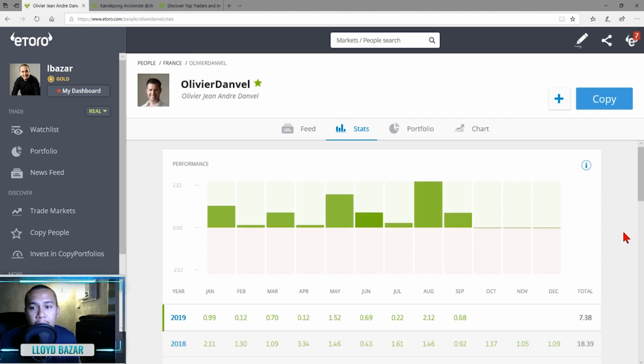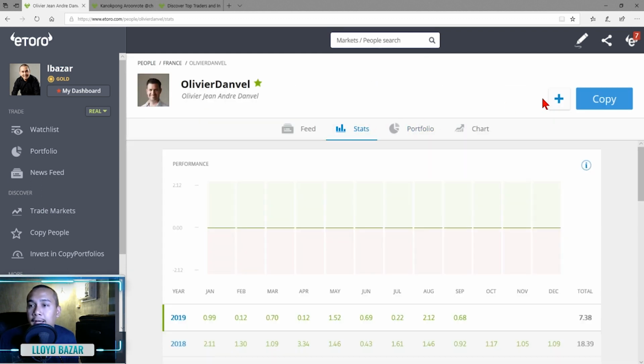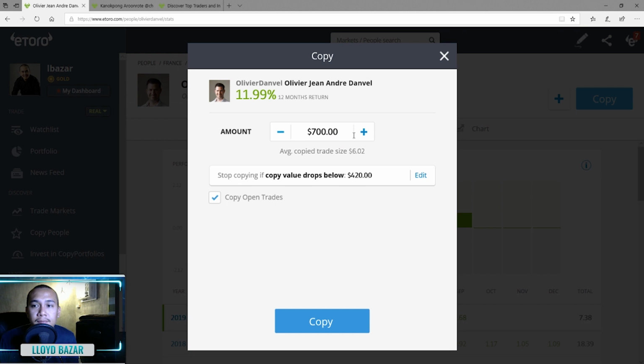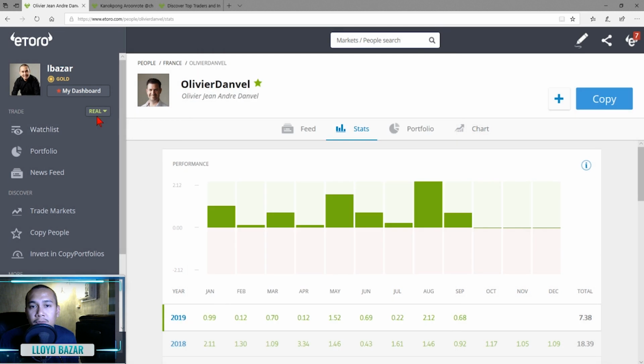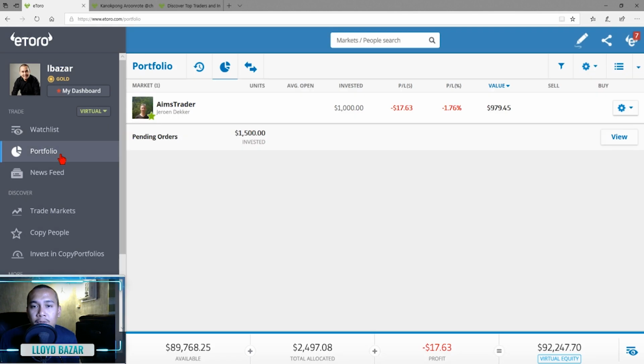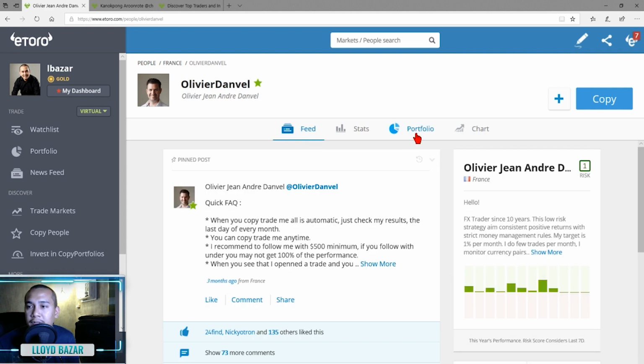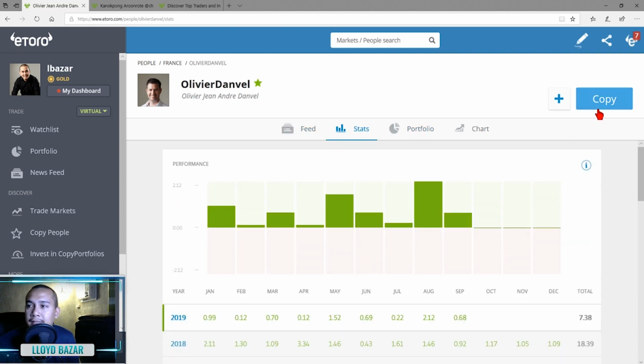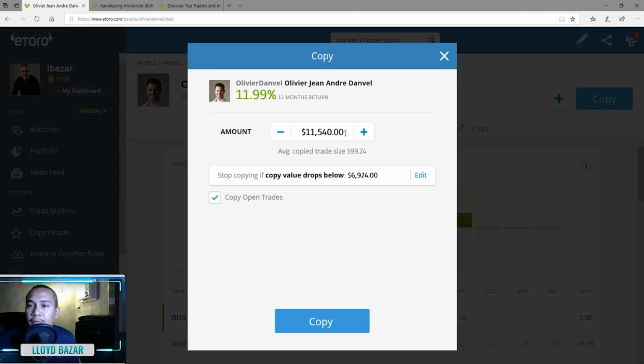So how do you copy someone? If you like what you're seeing under statistics in their portfolio, and you decide that you want to copy this person, just click on copy and put in whatever amount you want. Let me just go to my virtual portfolio, because eToro has a virtual portfolio, meaning it will give you digital funds that you can practice and test people with. So for example, let's go back to Olivier Danville. I want to copy this person. If I like his stats, just click on copy and then put in the amount you want.